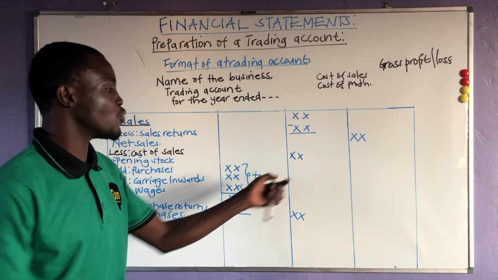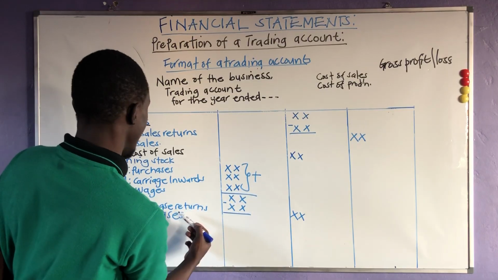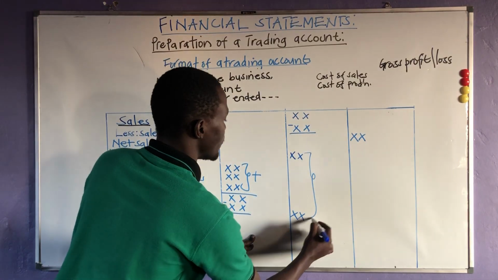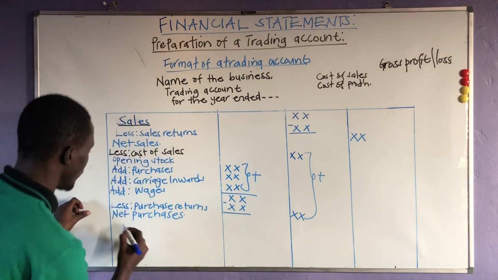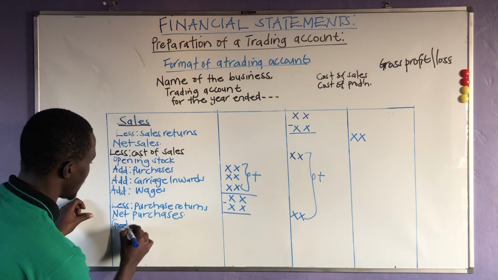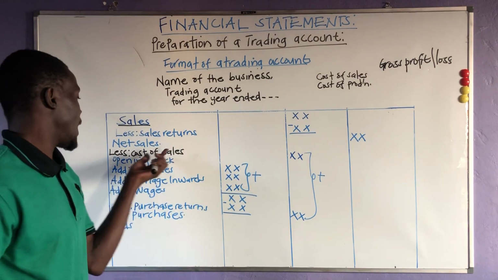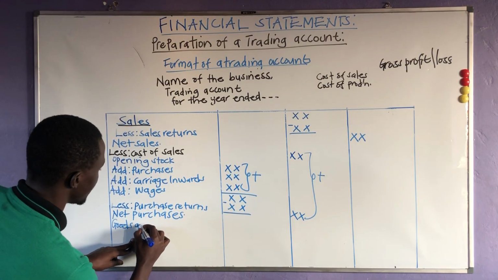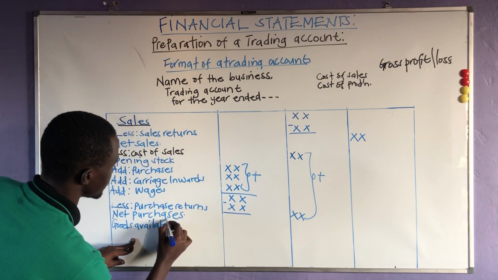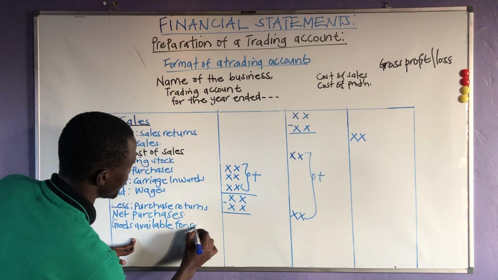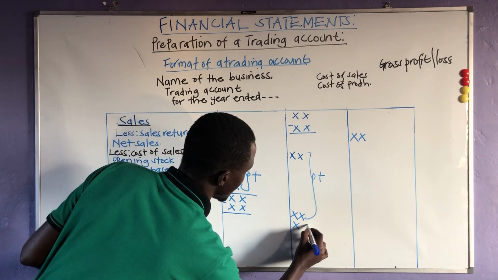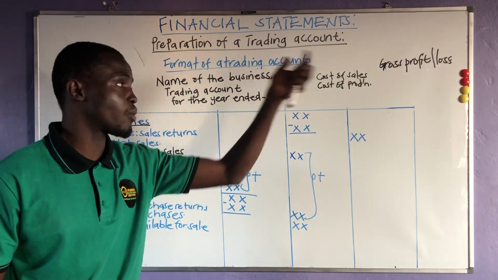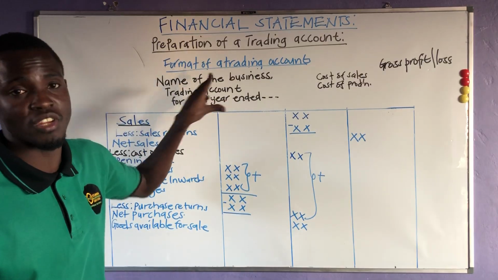Now, when you compare these two items, we have opening stock and net purchases. When you add these two, we get what we call goods available for sale. The formula of getting goods available for sale is opening stock plus net purchases, and it is here. So we get goods available for sale. And it is always posted here. Remember that our aim is getting gross profit or gross loss of the business. That is the aim of the trading account.